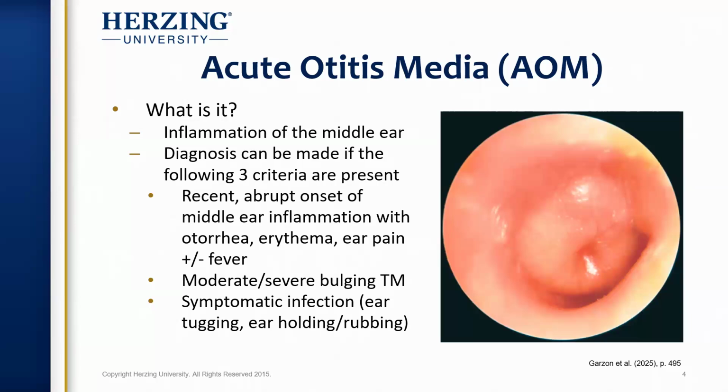They should have some moderate or severe bulging of the TM, which you can see in this picture here. It's definitely bulging. It's red. You can see that purulent drainage behind it. And then it should be a symptomatic infection. So they're pulling at the ear, they're holding it, they're rubbing it, they're saying it hurts.